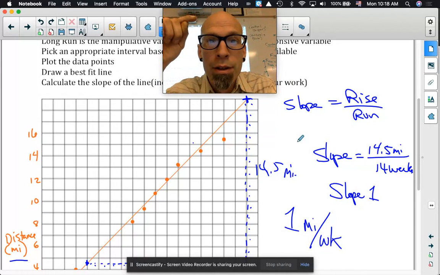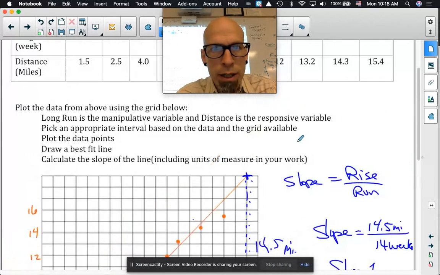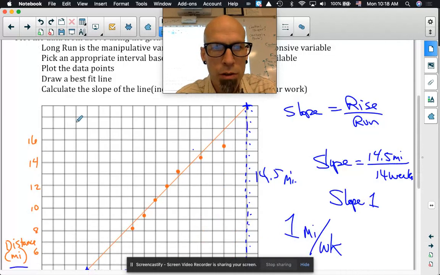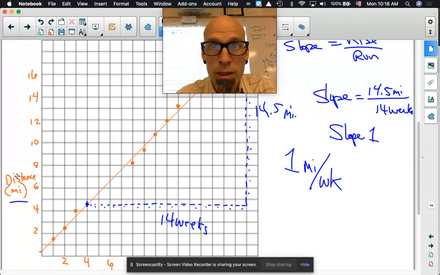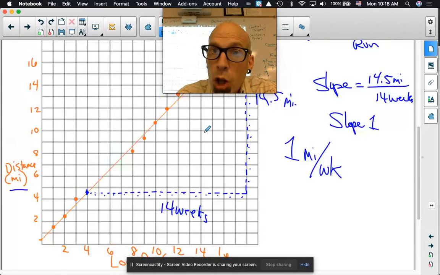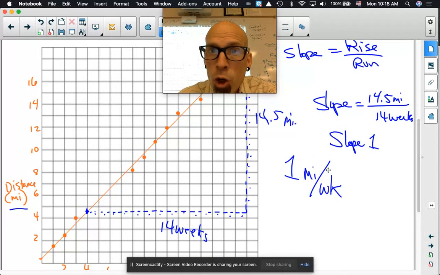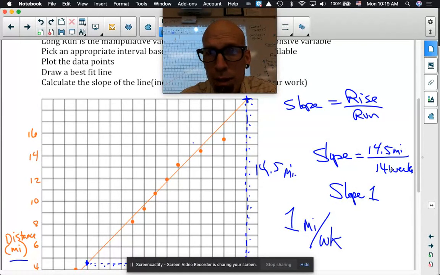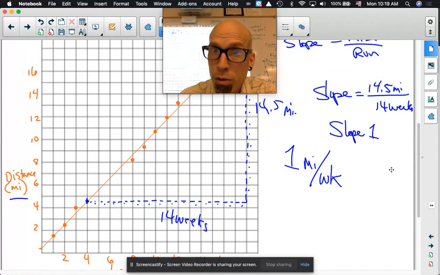What you see here on the screen is that graph of distance versus long run, which is how the graph is set up. Distance is how we normally say that, the y variable, distance versus long run. Again, measured in weeks and then measured in miles for distance. So the slope of that, I hope you found it to be near 1. Now, for me, 14 and a half miles over 14 weeks is actually 1.036.